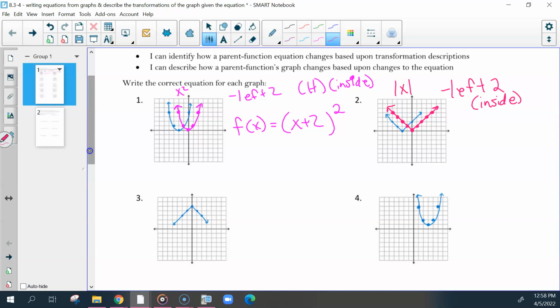And since there's nothing else that happened to it, we can start writing our equation. So this would be f of x equals, in this case, because we have our absolute value, we don't need parentheses, because anything inside would be inside the absolute value. And just like this one, it's the opposite, so it'd be x plus 2. And that would be our equation.